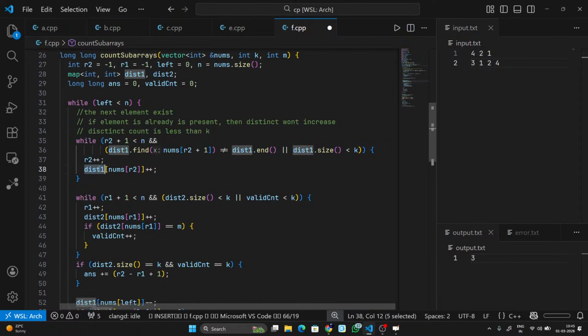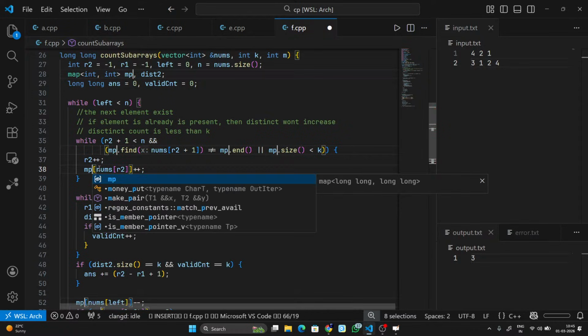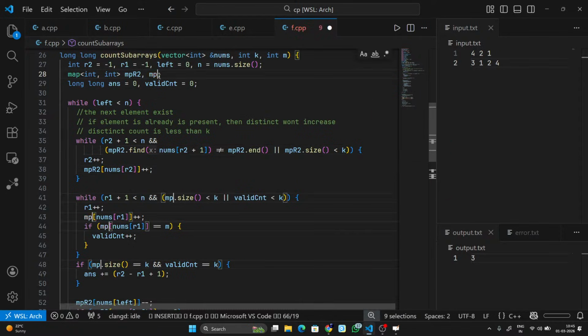I will also rename this for R2. I will use map2, the map for R2, and this is the map for R1.